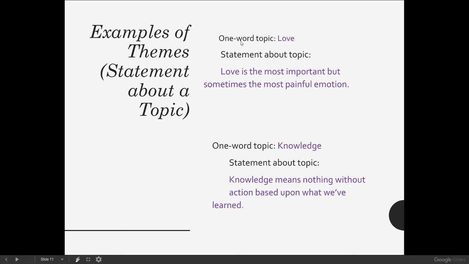So for example, our topic would be love, but a statement about the topic, our theme, would go a little more in depth. The theme would be love is the most important, but sometimes the most painful emotion. Maybe we're reading a poem about knowledge. The one-word topic is knowledge. However, if we were to identify the theme, we would say something along the lines of, knowledge means nothing without action based upon what we've learned. Does that make sense? I hope so.